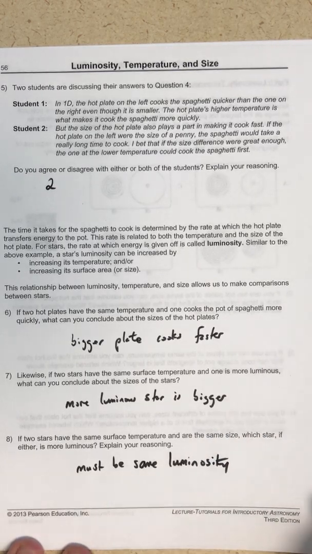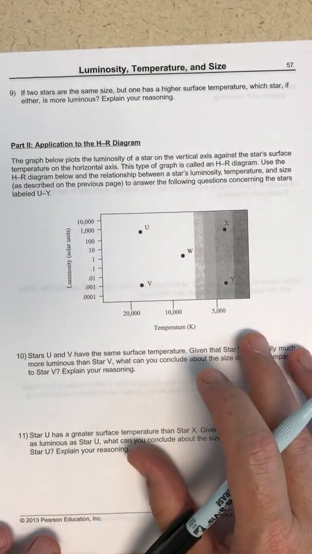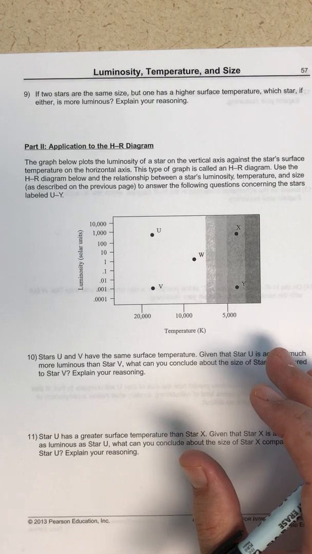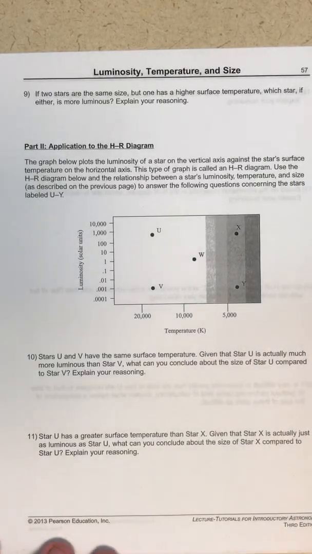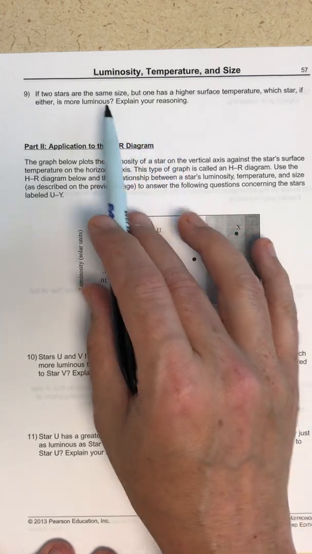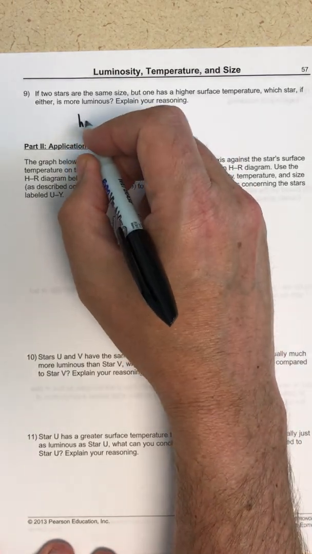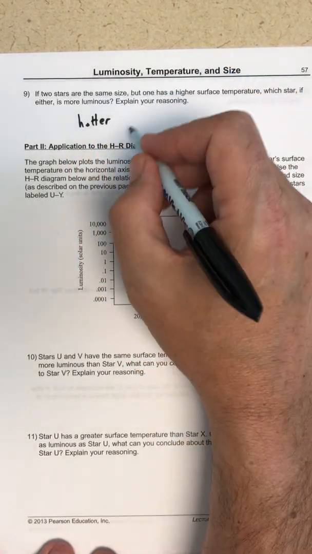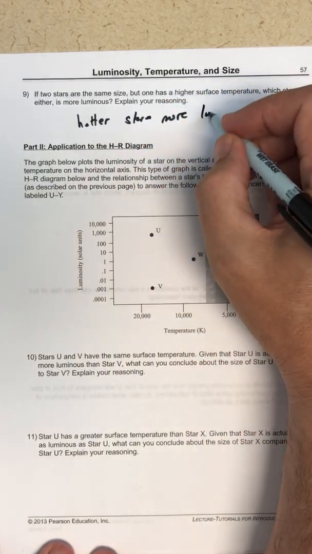All right, so now we're going to move on from the cooking part of the class back more squarely into astronomy. If two stars are the same size, but one has a higher surface temperature, which star, if either, is more luminous? Explain your reasoning. So same size, but one is hotter. And we have our relationship: the hottest star is more luminous.